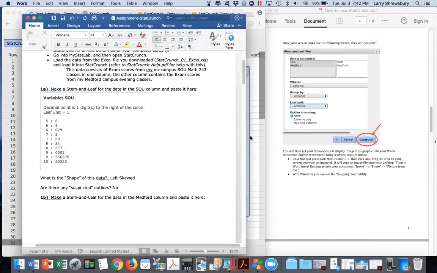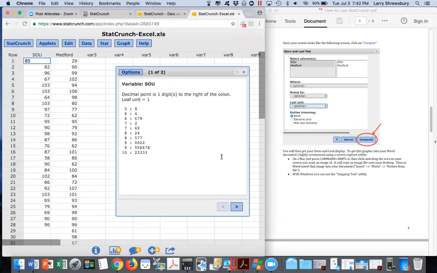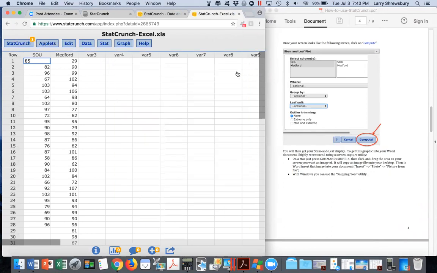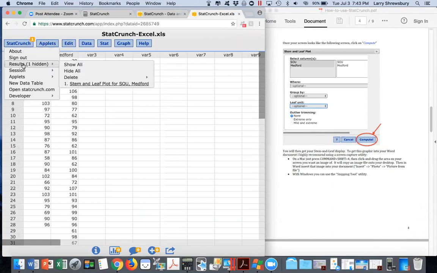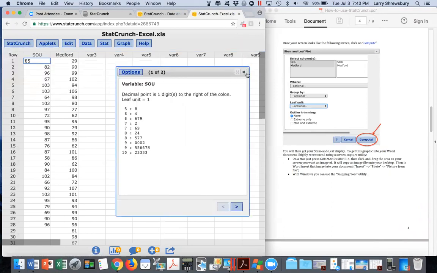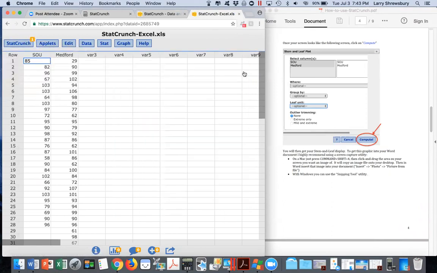Now, going back over here to StatCrunch, notice this right arrow. Because I selected both SOU and Medford, it does both. So you've also got this one done, and you'd be able to copy and paste that to where it asks for the Medford one. Okay. Now, you say, well, I'm done with this, so you can click there. You think, oh no, it's gone. Not really. You can always get it back. Just click here, results hidden, and if I click right there, it'll open it back up again. So you can get them back if you want.